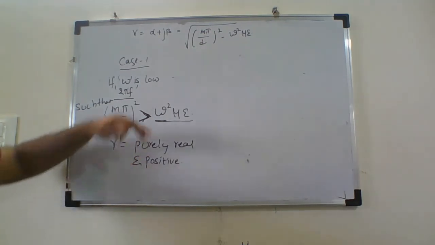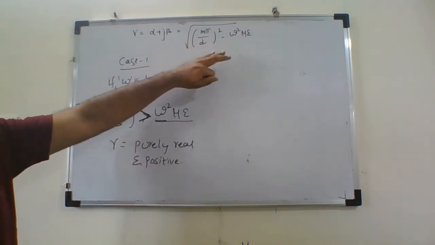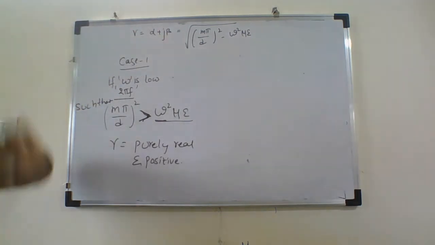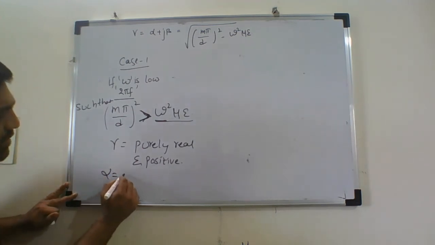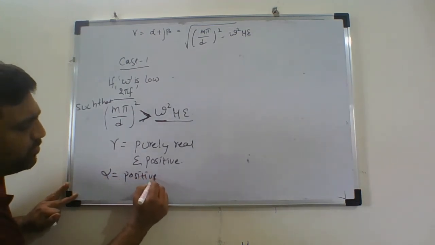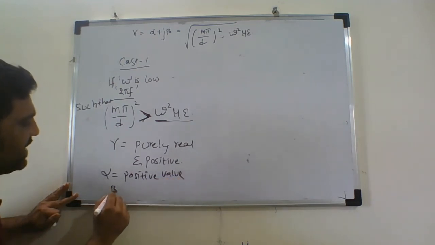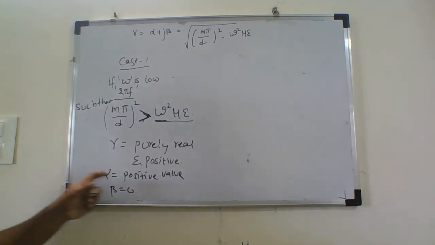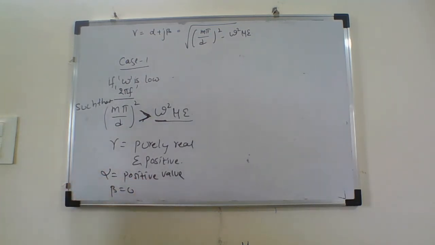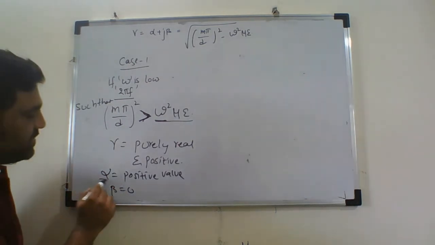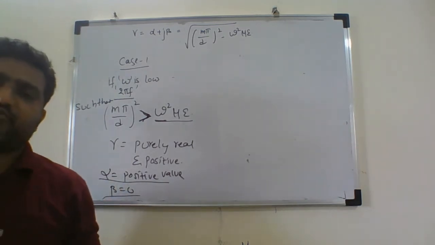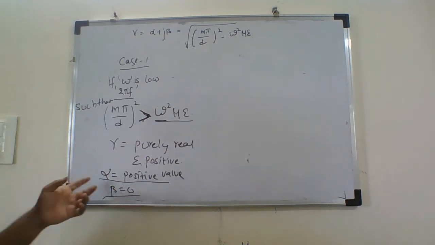Because gamma is purely real and positive, alpha plus j beta is purely real, so beta is equal to 0. Alpha will be a positive value, whereas beta will be equal to 0. So in this case, there is attenuation and there is no phase shift. Phase shift is not there, only attenuation is there.